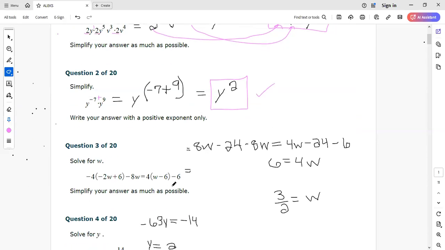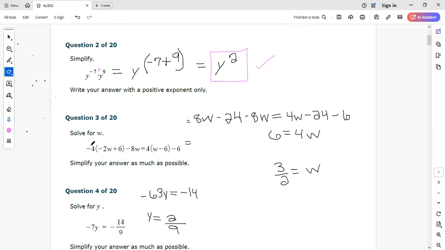For number 3, we're solving for w. Negative 4 times negative 2w plus 6, we got to distribute the negative 4. Negative 4 times negative 2w gives us negative 8w. Negative 4 times positive 6 gives us negative 24, and then we just carry over the minus 8w. From there, when we combine like terms, 8w minus 8w, those two cancel out.